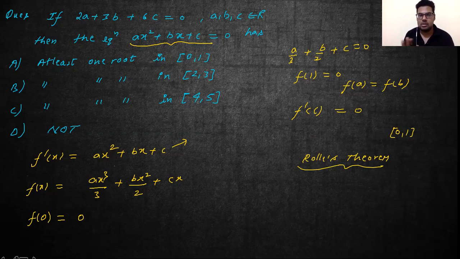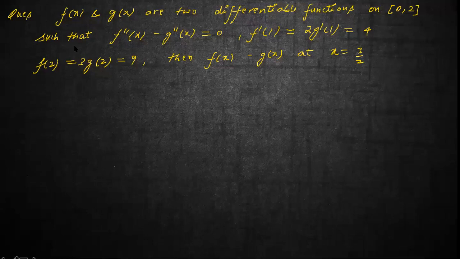This is what we did in the first question. Now let us try to solve one more question. f(x) and g(x) are two differentiable functions on 0 to 2 such that f''(x) minus g''(x) equals 0, f'(1) equals 2 times g'(1) equals 4, f(2) equals 3 times g(2) equals 9. We have to find f(x) minus g(x) at x equal to 3/2.